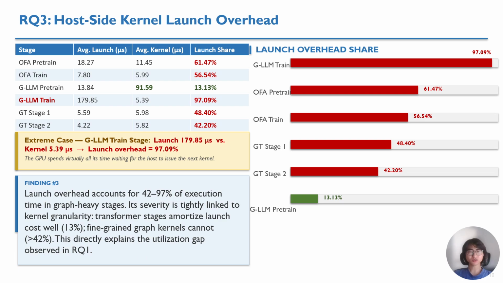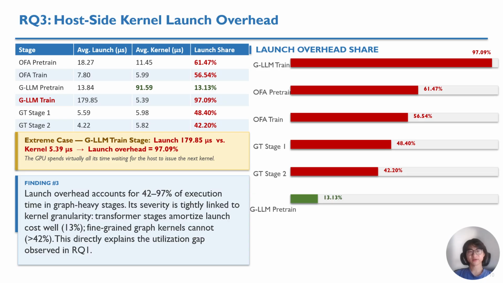Other stages are also severe. OFA pre-train at 61%, OFA train at 56%, GT stage at 42 to 48%. The only well amortized case is GRM pre-train at 13%, because transformer GMM kernels are large enough to absorb the launch cost.